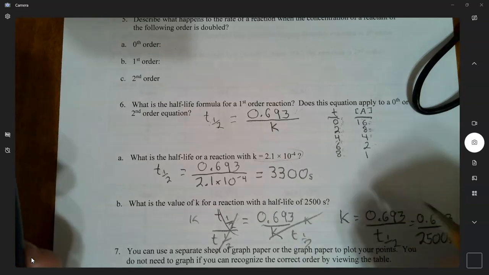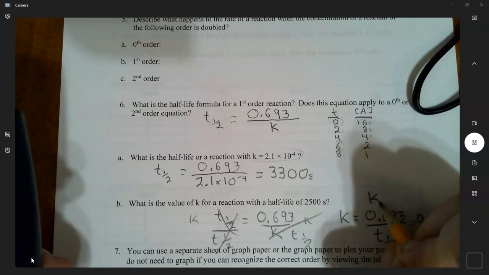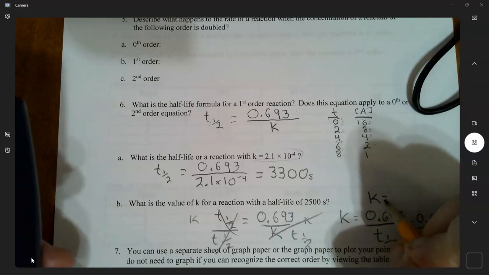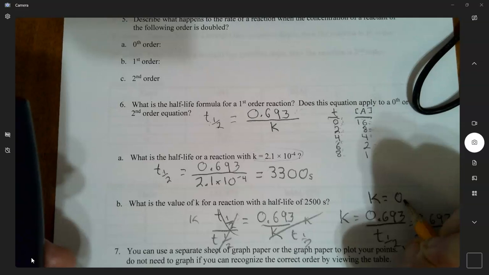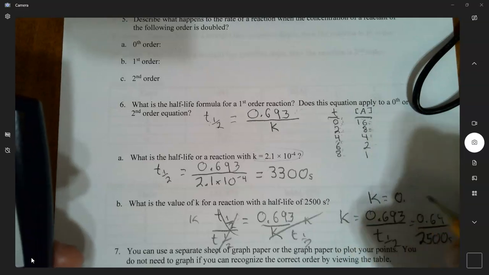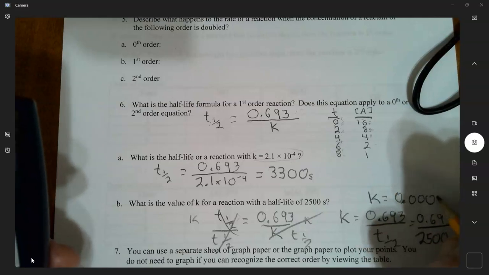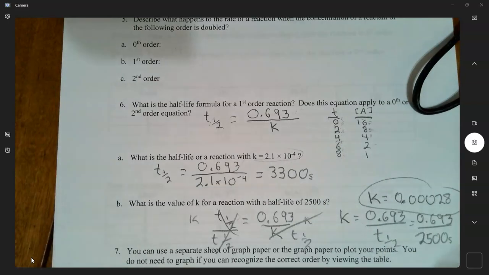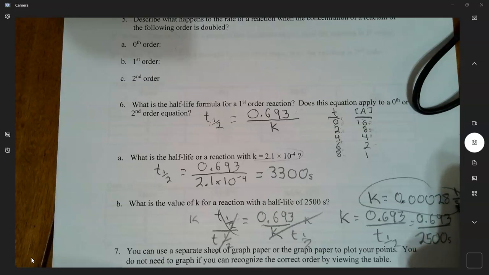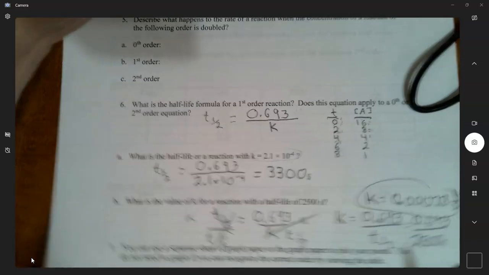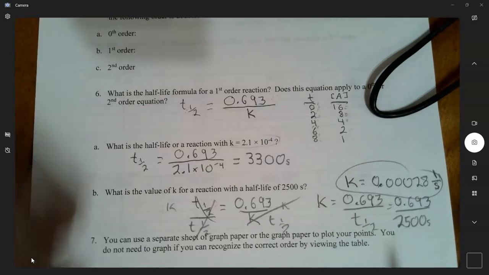And we get 0.0, pretty small rate constant is what I should say. I'm just going to call it 2.8 and leave it at that, okay? Now, if it's first order, the units of measure would be 1/seconds. So you should kind of get those units of measure memorized for zero, first, and second order half-lives.